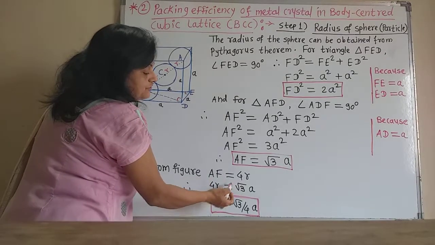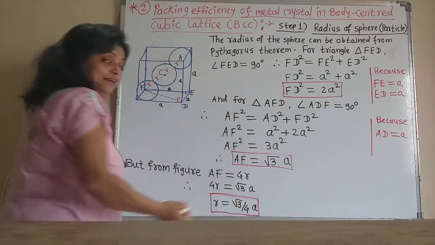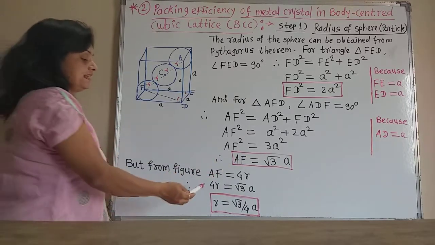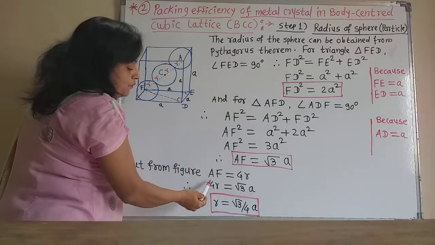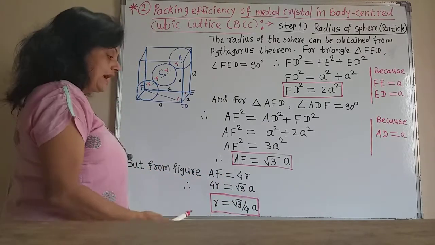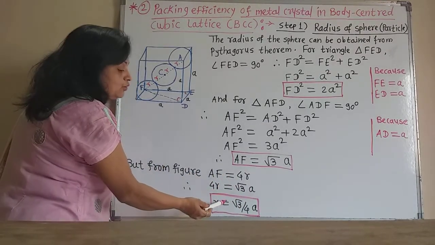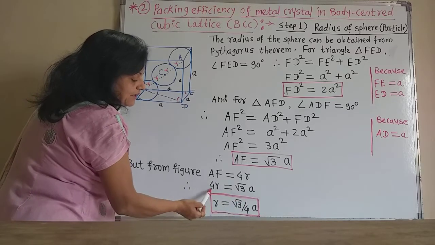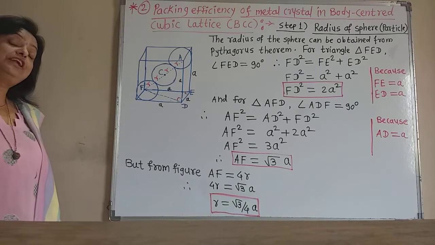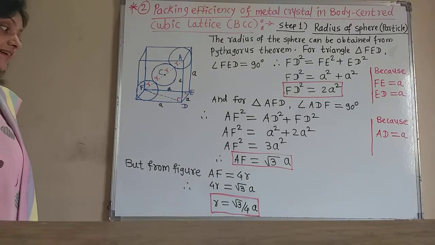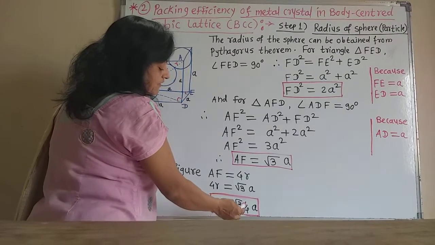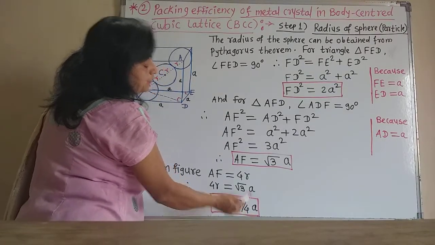Therefore 4R is equal to root 3A, because left hand sides are same, so right hand sides are definitely same. So 4R is equal to root 3 into A. And therefore R is equal to root 3 divided by 4 into A. Now this is the value of the radius. Here in the BCC, the radius is root 3 divided by 4 into A.